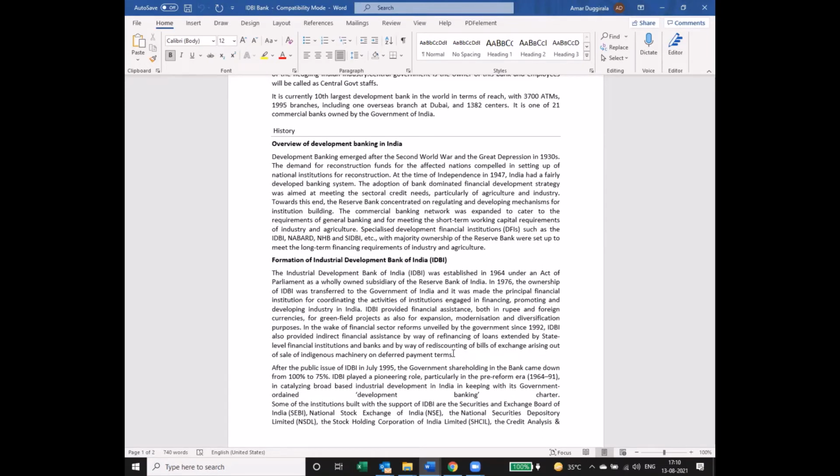So, and then, in 1991, we all know financial sector reforms were unveiled and the government rolled out a number of schemes. So IDBI provided indirect financial assistance by way of refinancing the loans. Whatever loans were extended by state level financial institutions and banks of public sector undertakings, those loans were becoming bad loans. The companies or people were not able to return those loans. So basically they were restructured.